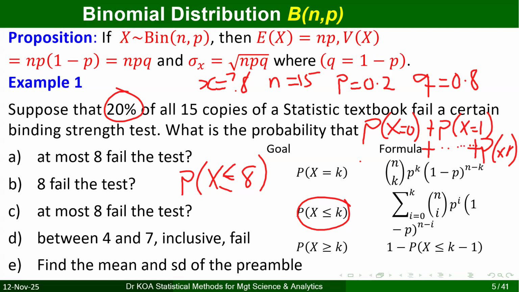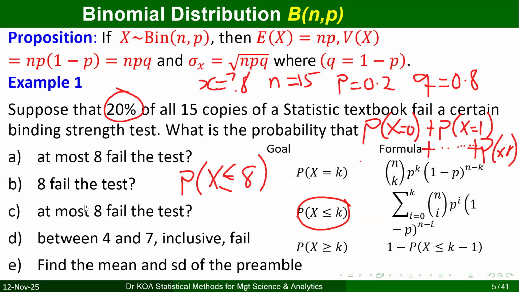You add them. So it means you have to find the probability that X is equal to 0 all the way to 8. That is 9 different probabilities, and then you sum them. Ordinarily, with the probability table, you would use a cumulative probability table for binomial. But this one, you have to calculate. So how do you go about it?